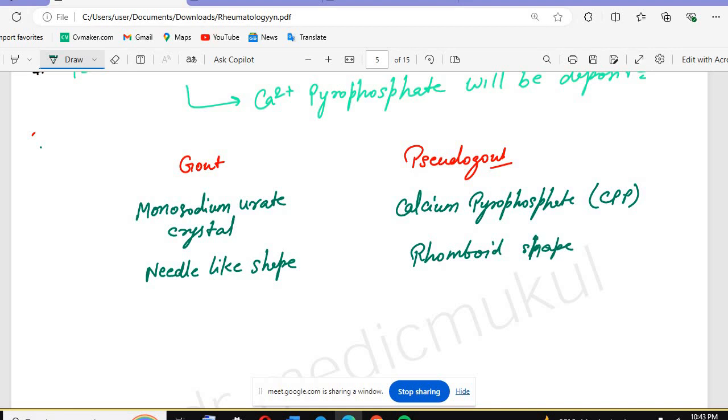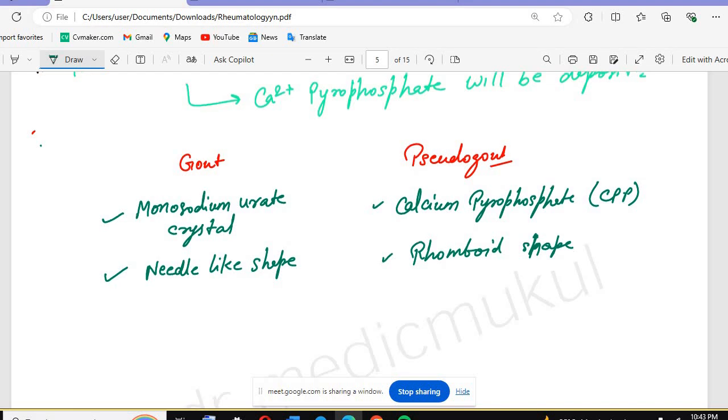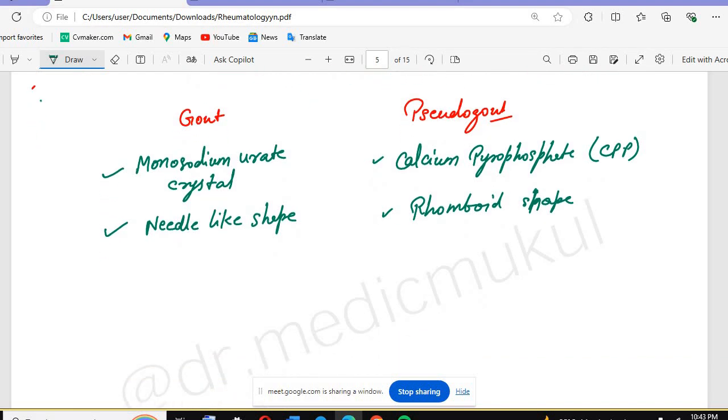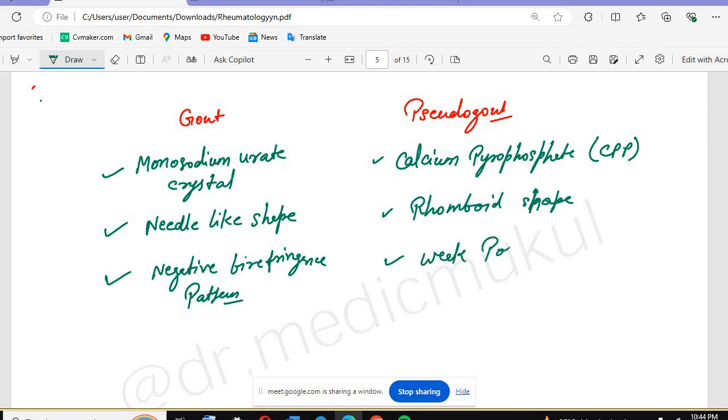If we talk about what we have discussed here, on polarized microscopy, how will it be seen? The birefringence pattern would be negative in gout. And if we talk about pseudogout, it would be weakly positive. Pseudogout will give the weak positive birefringence pattern.